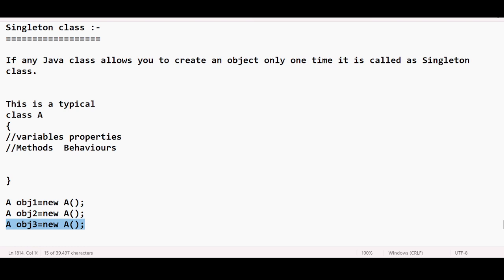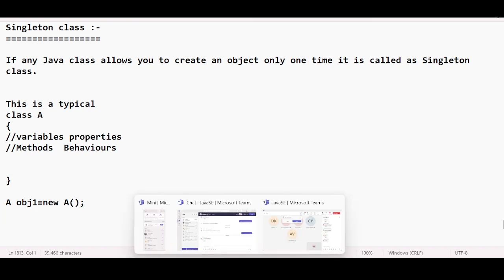But my requirement is I want to build a class in such a way that you are able to create an object only once. Only one time you are allowed to create an object. We will understand this programmatically.